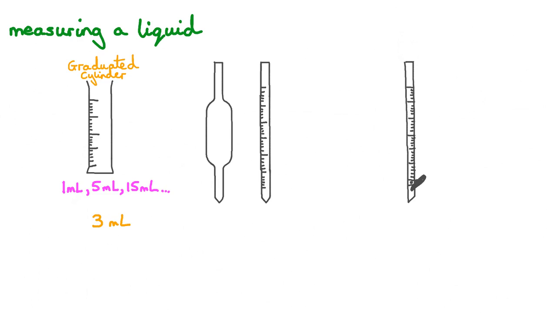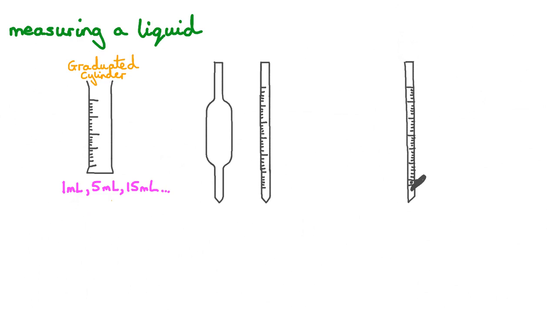You might be better off using the 5 milliliter cylinder. You could also use the 15 milliliter cylinder, and that wouldn't be wrong, but it is more difficult. Because you have such a large cylinder and you're only adding a small amount of liquid, it's more difficult to read the measurements. So the 5 milliliter cylinder would be better.